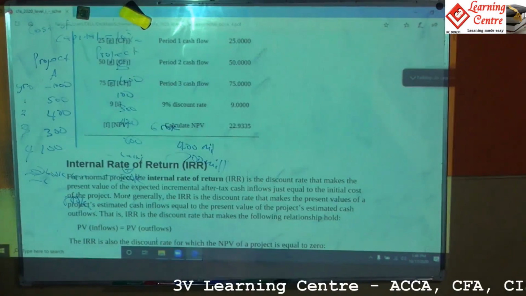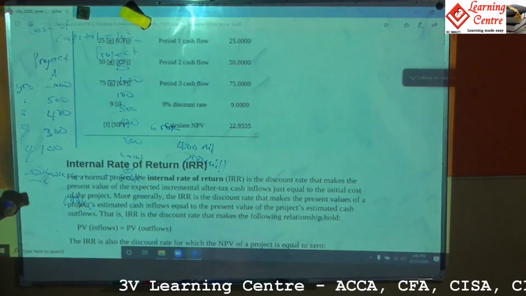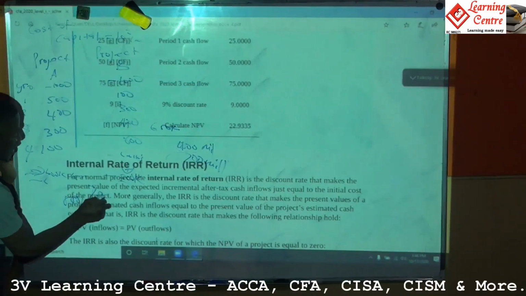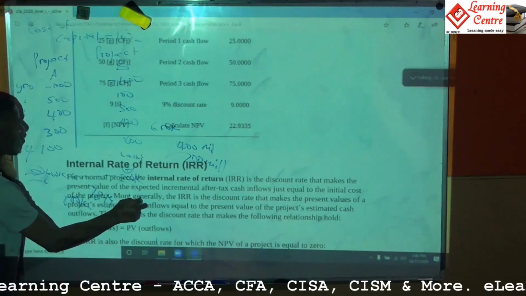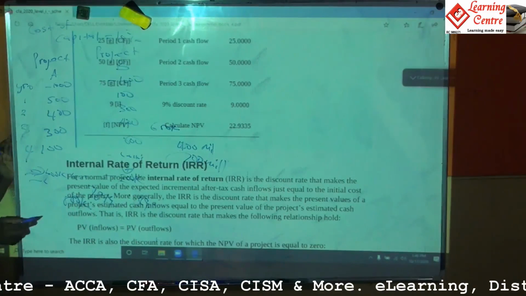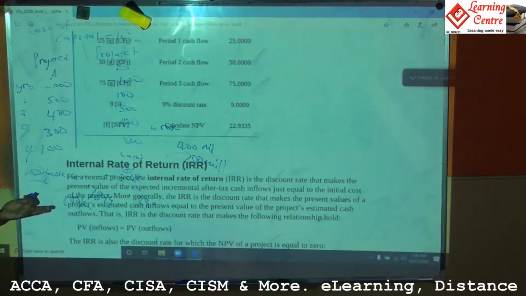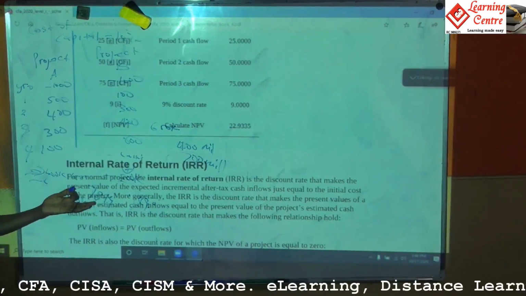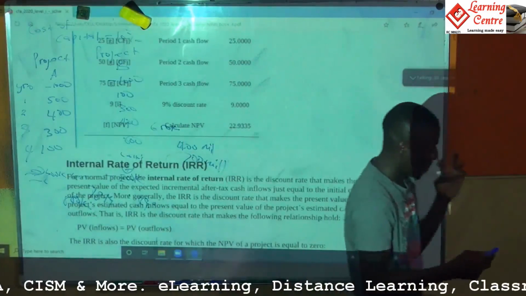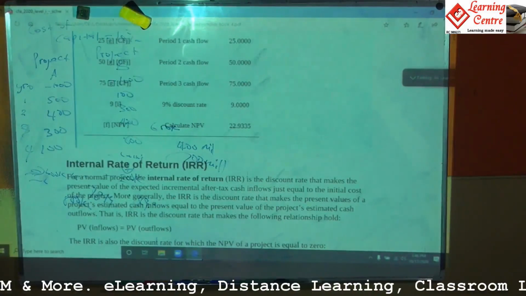So let's continue. What's our project A? What's our NPV? 78 points. Okay, project B. So if this is mutually exclusive, that means we are comparing between project A and project B. What's our answer? Go for the highest. Yeah. So let's move into internal rate of return.